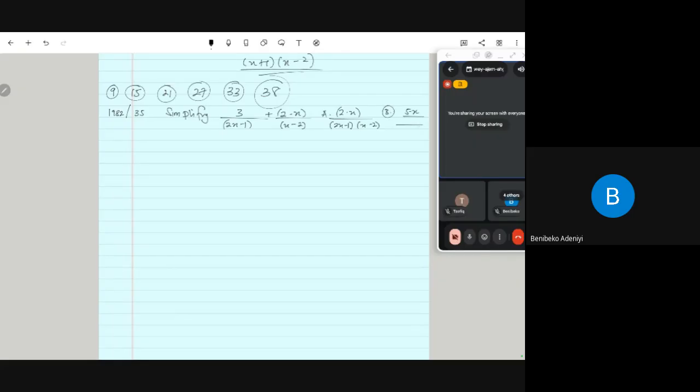Can you see? So this already gave you the direction that you don't need to do anything with the denominator. You don't need to expand the denominator. Do you understand? So now to solve this is very simple. You can do this in less than 20 seconds.